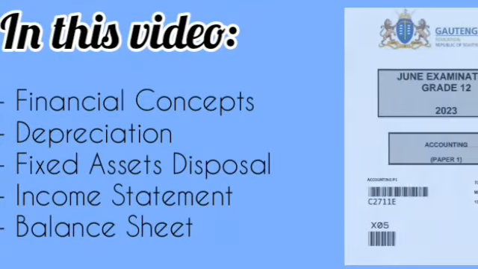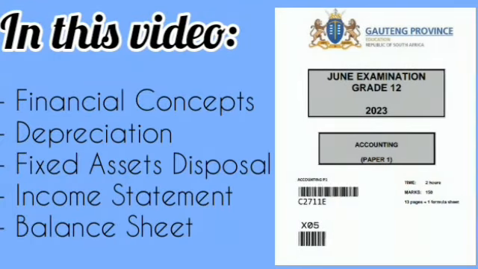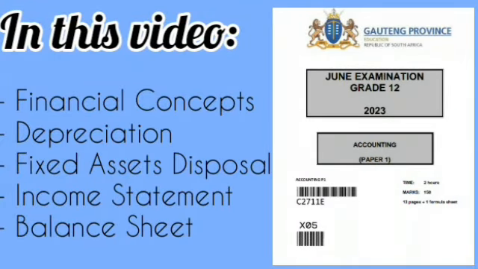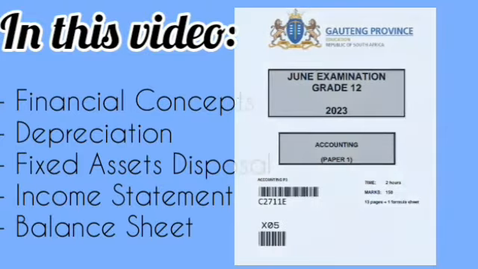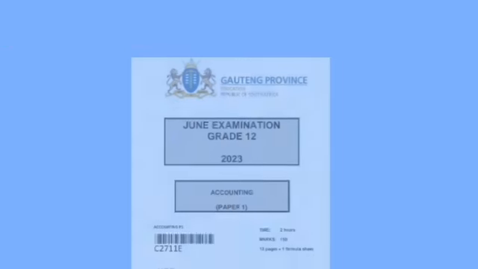In this lesson, we will cover concepts to financial statements, and then we will calculate depreciation on vehicles. We will also calculate profit and loss on the sale of an asset. Then we will do a statement of comprehensive income that is also integrated with a statement of financial position. This paper is a full paper.